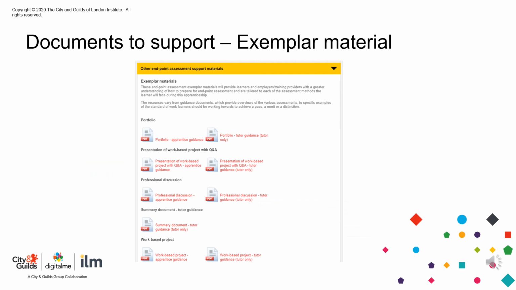Once an apprentice is registered with City and Guilds, access to the exemplar material is given. Exemplar material sits in our Smart Screen platform. It covers areas of best practice within portfolios, presentations, professional discussions, and of course the work-based project. Ensure the apprentice and yourself have access to these exemplar materials at the earliest opportunity.